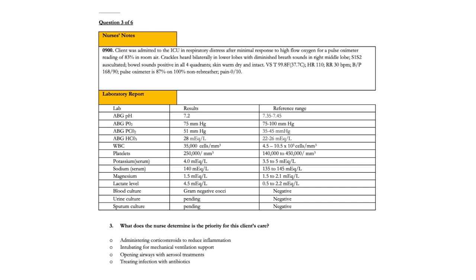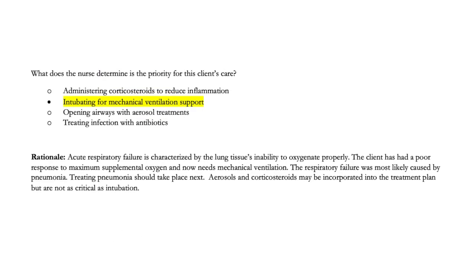Module 3, question 3 of 6. What does the nurse determine is the priority for this client's care? Administering corticosteroids to reduce inflammation, intubating for mechanical ventilation support, opening airways with aerosol treatments, or treating infection with antibiotics. The answer for question number 3 is intubating for mechanical ventilation support.